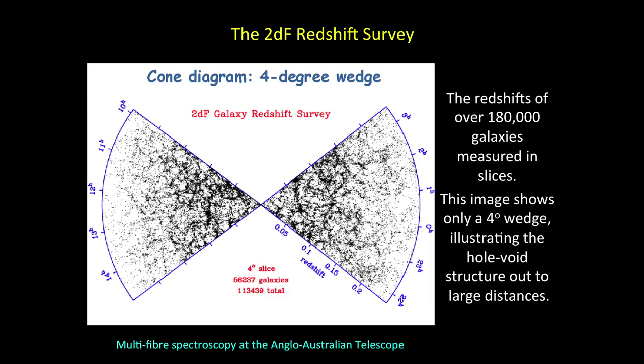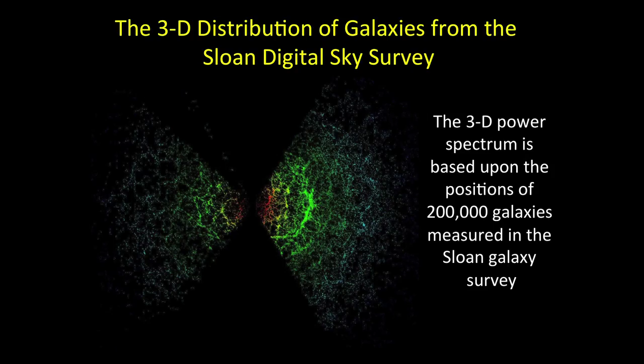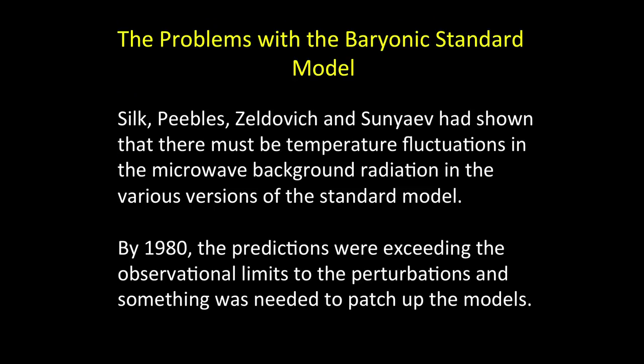Where what I'd call the standard dark matter picture came in was the early 1980s. Because what was happening is that the measurements of the ripples in the background radiation were being pushed further and further down. We'll come back to this in a moment. And they were becoming in conflict with the predictions of the standard model. And by 1980, the predictions were exceeding the observational limits, and so something was needed to patch up the models.